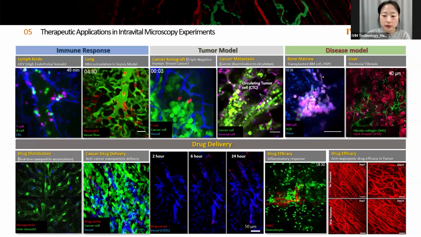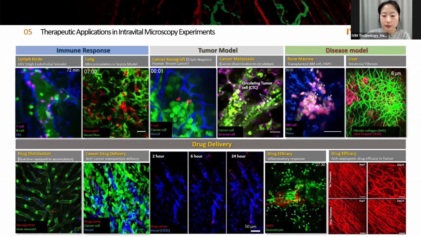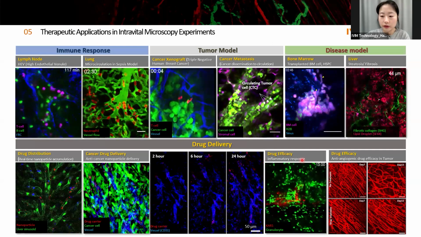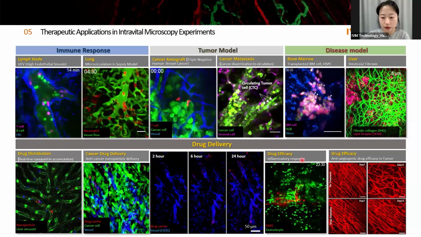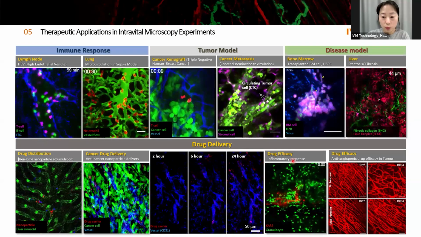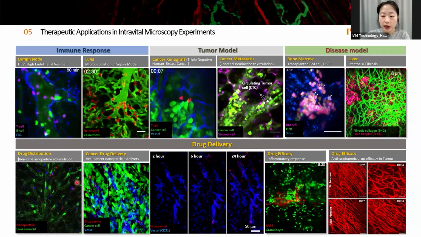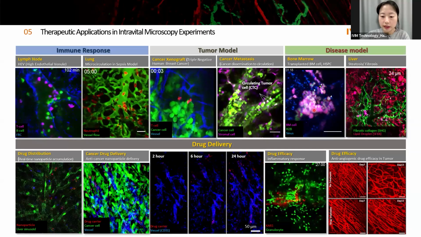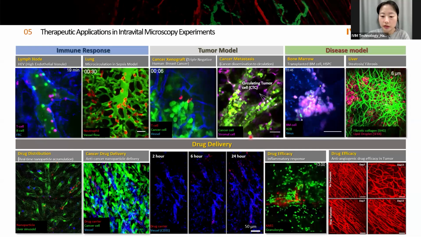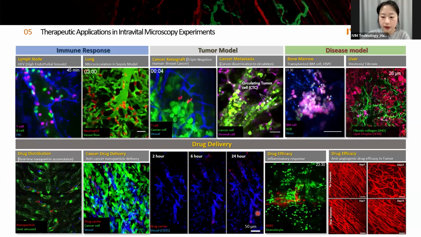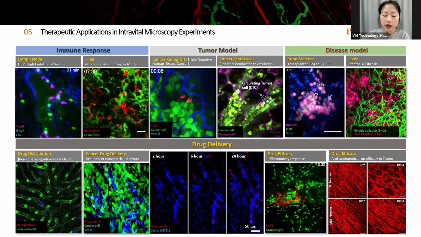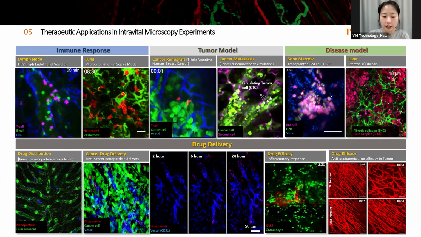With a microscopy platform specifically designed to capture dynamic cellular behaviors in living animals, alongside a range of specialized imaging windows and chambers, you can obtain high-quality data sets like the ones shown here. These tools enable the visualization of diverse immune responses, disease onset and progression, as well as drug distribution and therapeutic efficacy, supporting a wide spectrum of biological and pharmacological research applications.